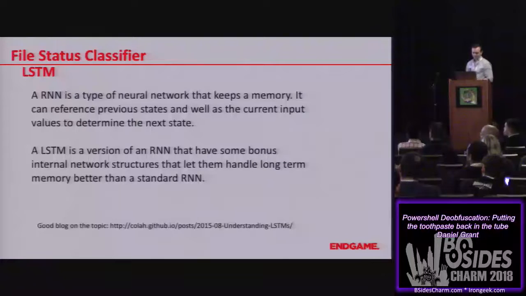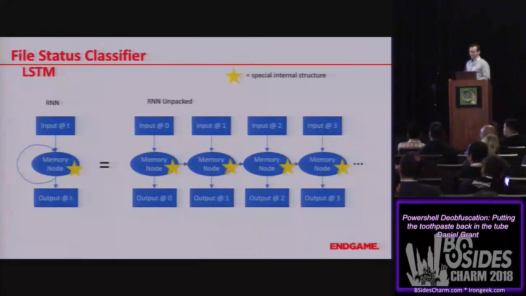So that's pretty cool. And an LSTM, a long short-term memory network, is a version of an RNN that has some bonus internal network structures that let it handle long-term memory better than a standard RNN. Again, we don't really have a lot of time to go over that, so we're just going to leave a little star there to say it's special.